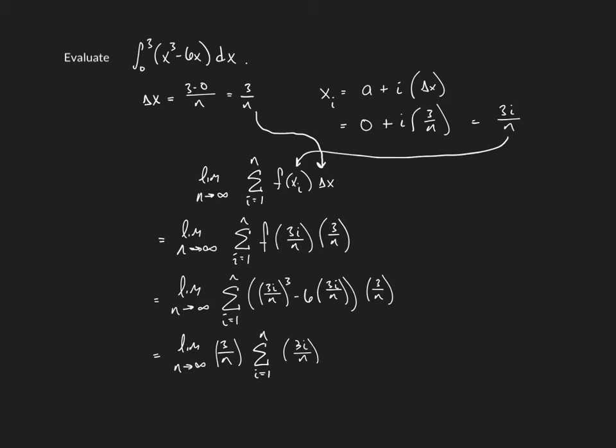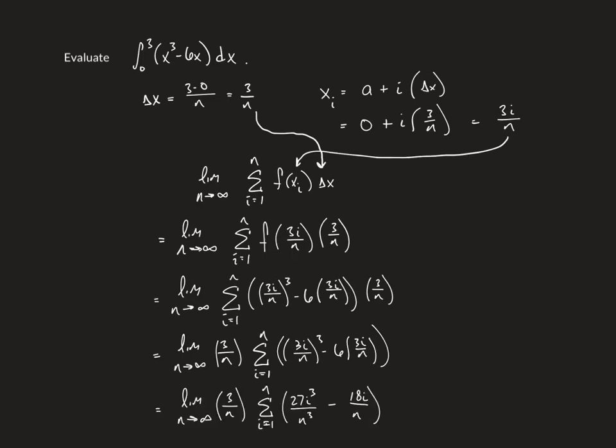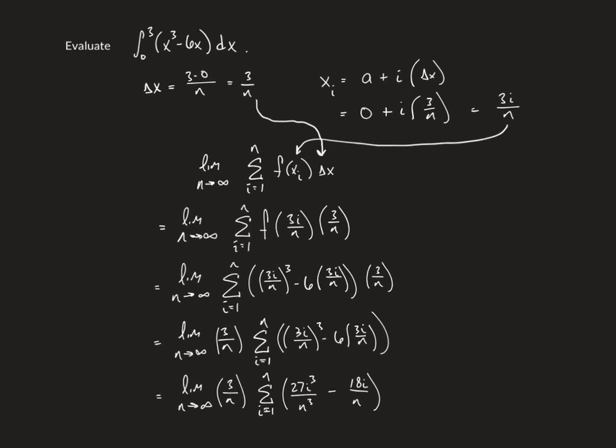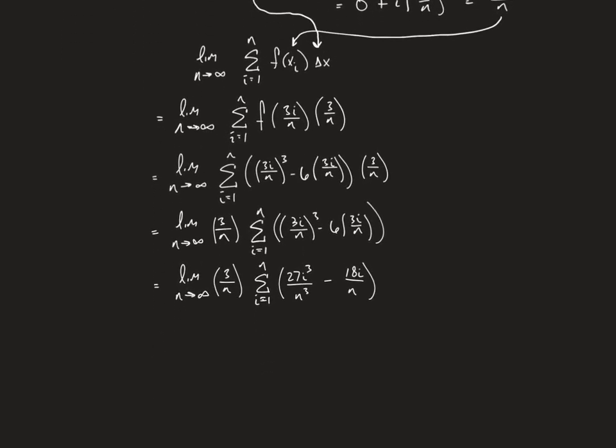3i over n cubed minus 6 times 3i over n. All right. And now it's about making this look a little bit nicer. So I've actually cubed that first expression here, and I've multiplied the 6 by this term. But now what I'm going to do is use some of our summation laws that we originally were using earlier on in this unit to clean things up here a bit.